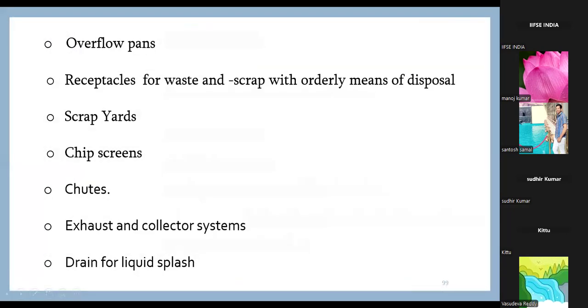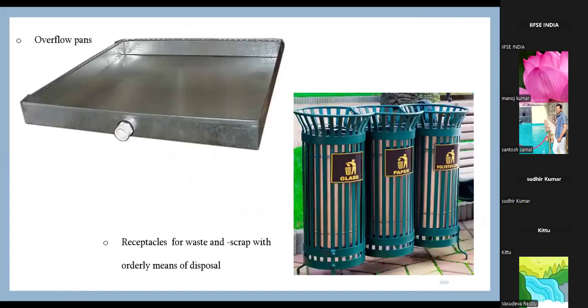Now I'll show you what these are: overflow pans, scrap yard, chip screen, chutes, exhaust and collector system, drain for liquid splash. I'll show you the pictures so that you can have a rough idea. Here these are the overflow pans. We use these mostly for chemicals or oil. The second one you are well versed in.